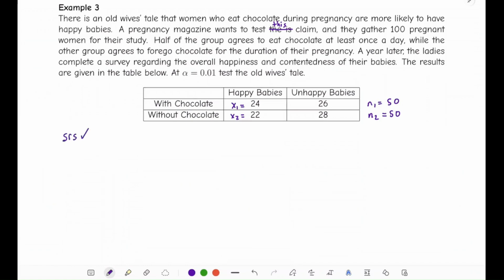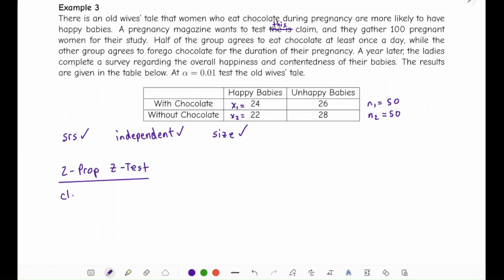So now, do we have a simple random sample? Yes. Are they independent? Yep, because you have different women eating chocolate and different women not eating chocolate. And then thankfully, this table actually lists out all the successes and failures for us. So are they all at least 10? Yes. So we meet the requirements for this one as well. So we get to do a 2 prop Z test.